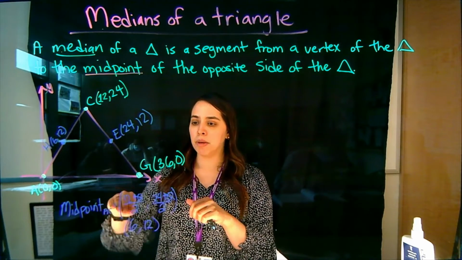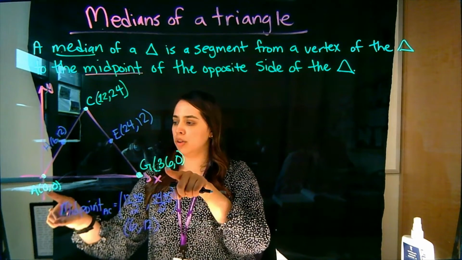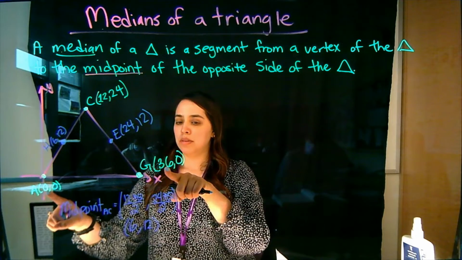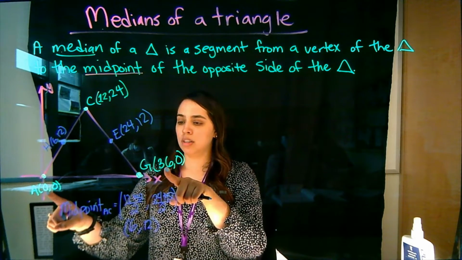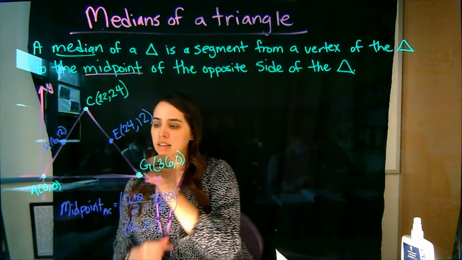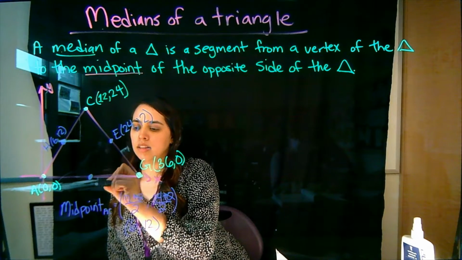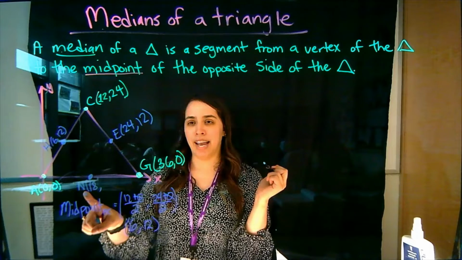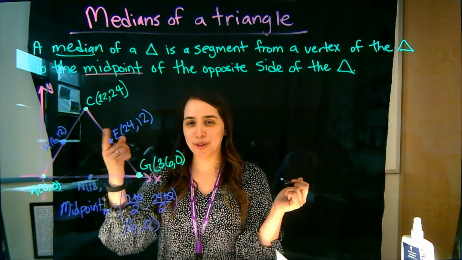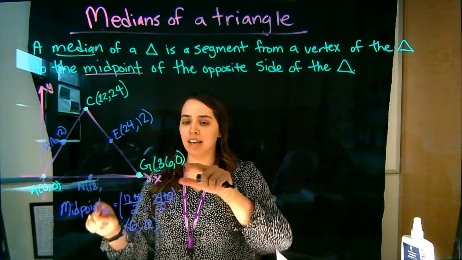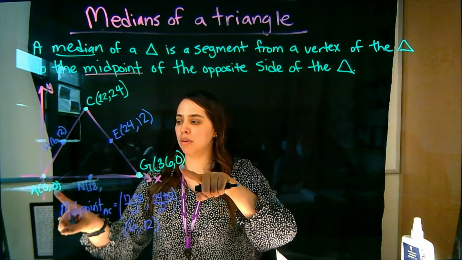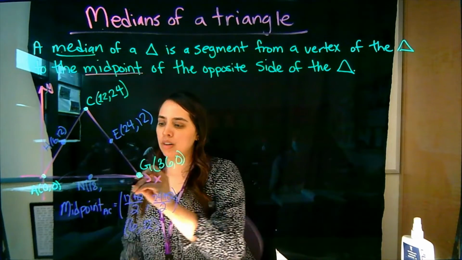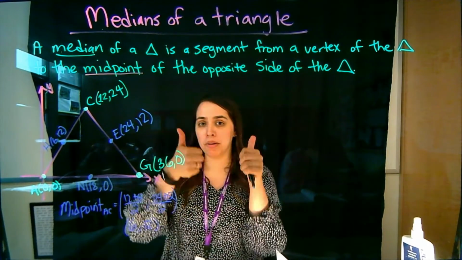Now my last midpoint, I'm going to add 36 plus 0 divided by 2. 36 divided by 2 is 18. And that letter is going to be letter N. I didn't choose the letters, the book chose the letters. So we have 18, and then 0 plus 0 divided by 2 is still 0. So I found all 3 midpoints.